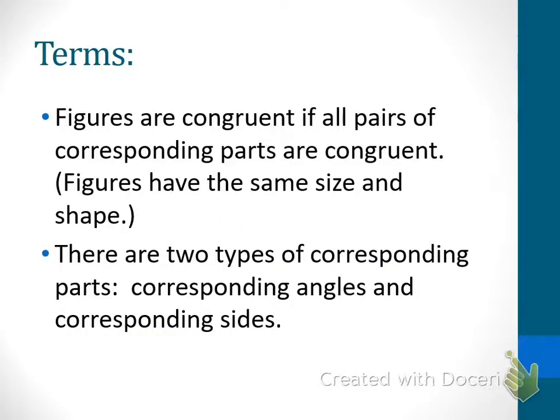All right, into our notes. Figures are congruent if all pairs of corresponding parts are congruent, which would mean the figures have the same size and shape. We saw that a little bit when we did transformations. Most of our transformations created congruent figures. There are two types of corresponding parts: corresponding angles and corresponding sides.